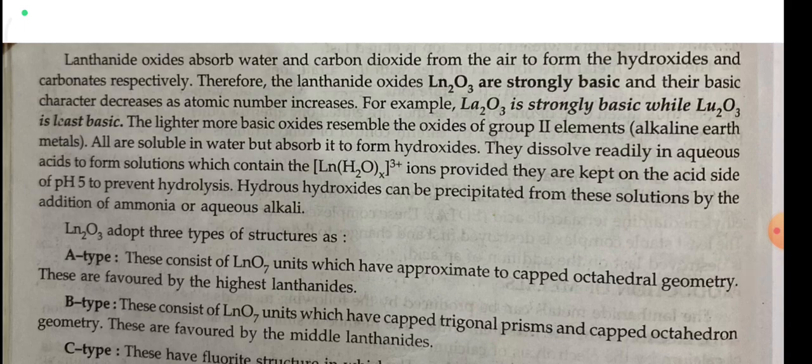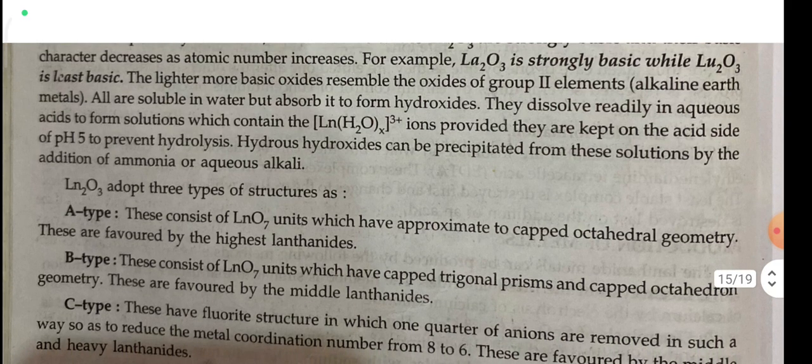Ln2O3 are strongly basic and their basic character decreases as atomic number increases. For example, La2O3 is strongly basic while Lu2O3 is least basic. The lighter, most basic oxides resemble the oxides of group 2 elements. All are insoluble in water but absorb it to form hydroxides.